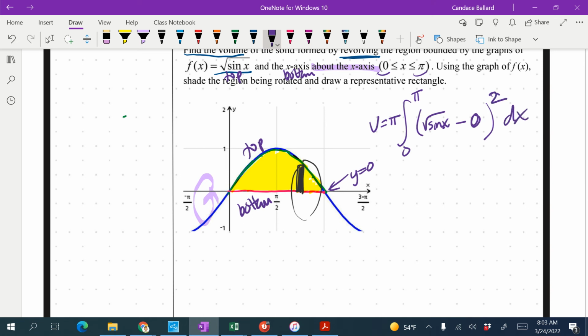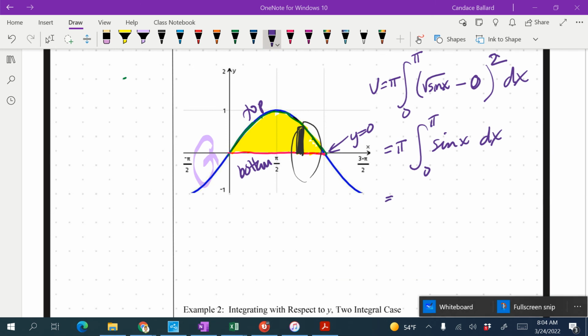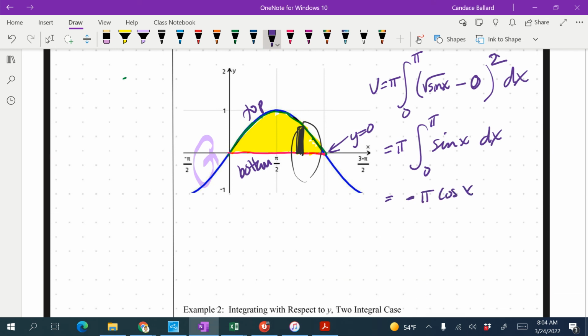We are going to go ahead and practice our integration right now. So I am looking at what I have left here. I know minus 0 is going to go away. And then the square root of sine x squared would just be sine of x. So that's not too bad. And we're going to go ahead and integrate that. When I integrate sine, I know I get negative cosine of x from 0 to pi.